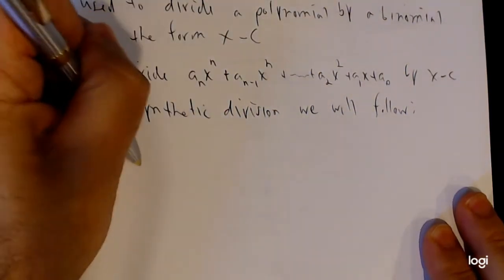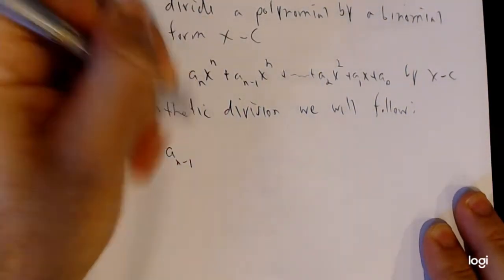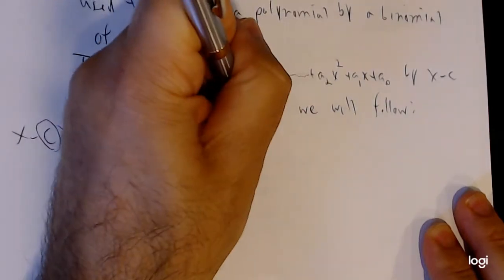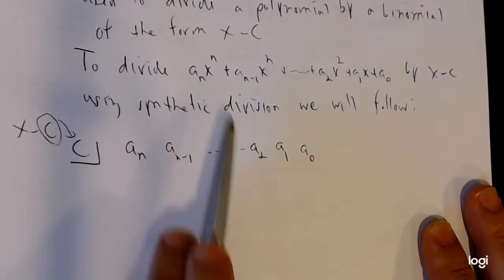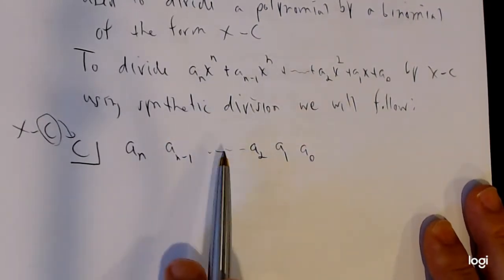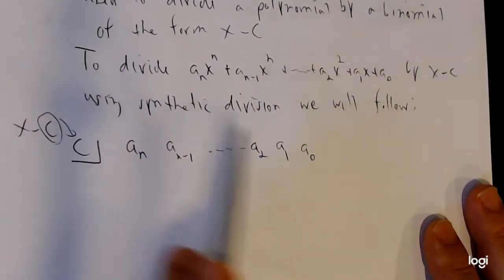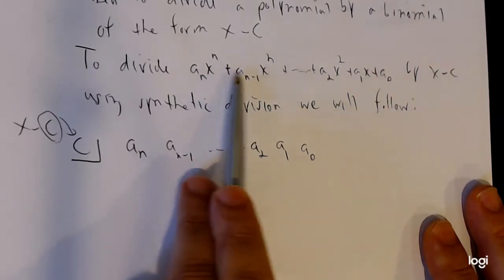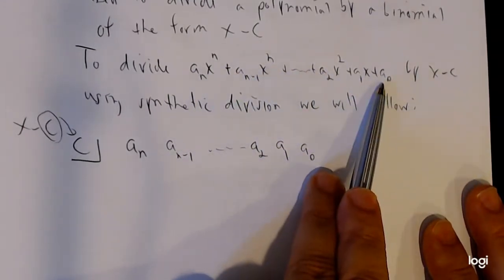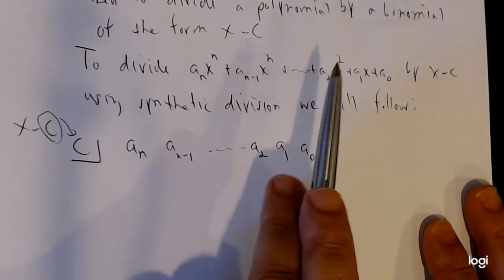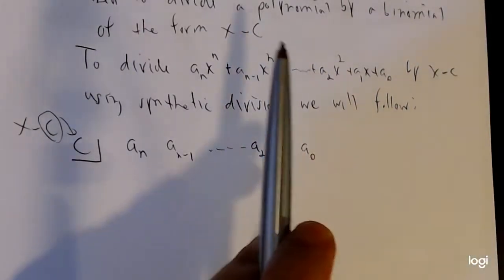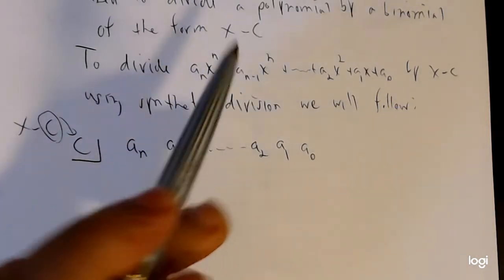So we'll put what? A sub n minus 1, all the way until we get to a sub 0. And remember, if let's say the x cubed is missing, then we put a 0 in for its coefficient. So we have to start from the highest degree and work our way down all the way to the constant. So if my polynomial function doesn't have an x cubed, it in fact does. The coefficient in front of the x cubed is 0. Okay, so just keep that in mind.